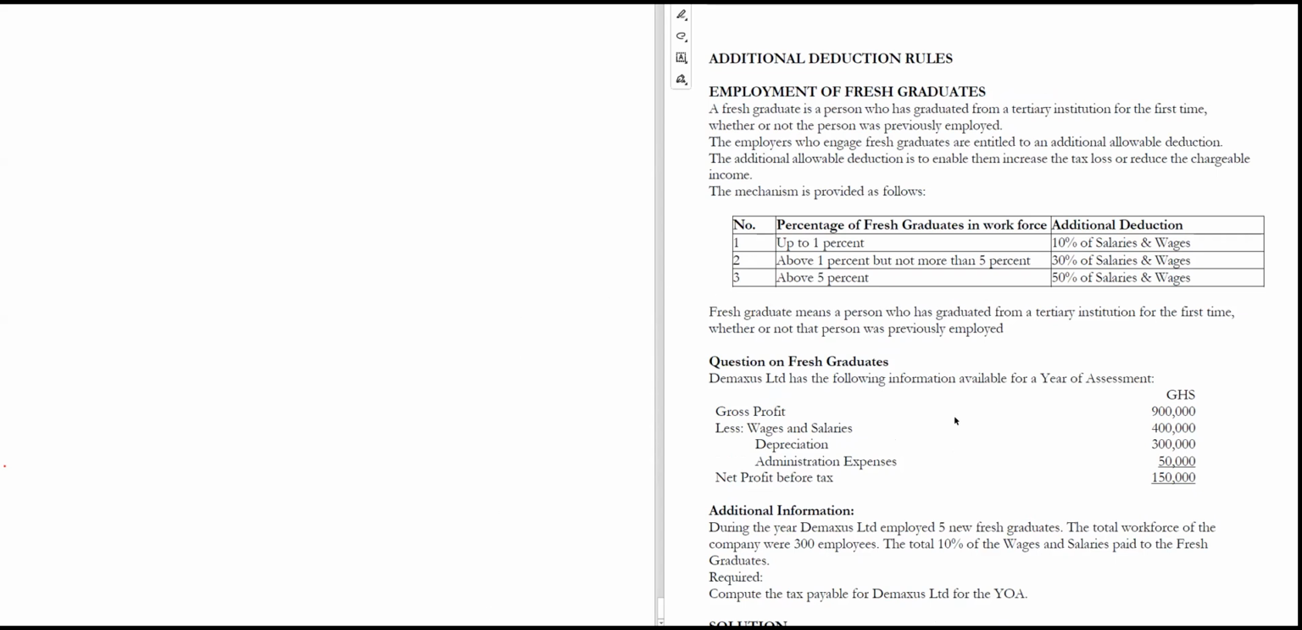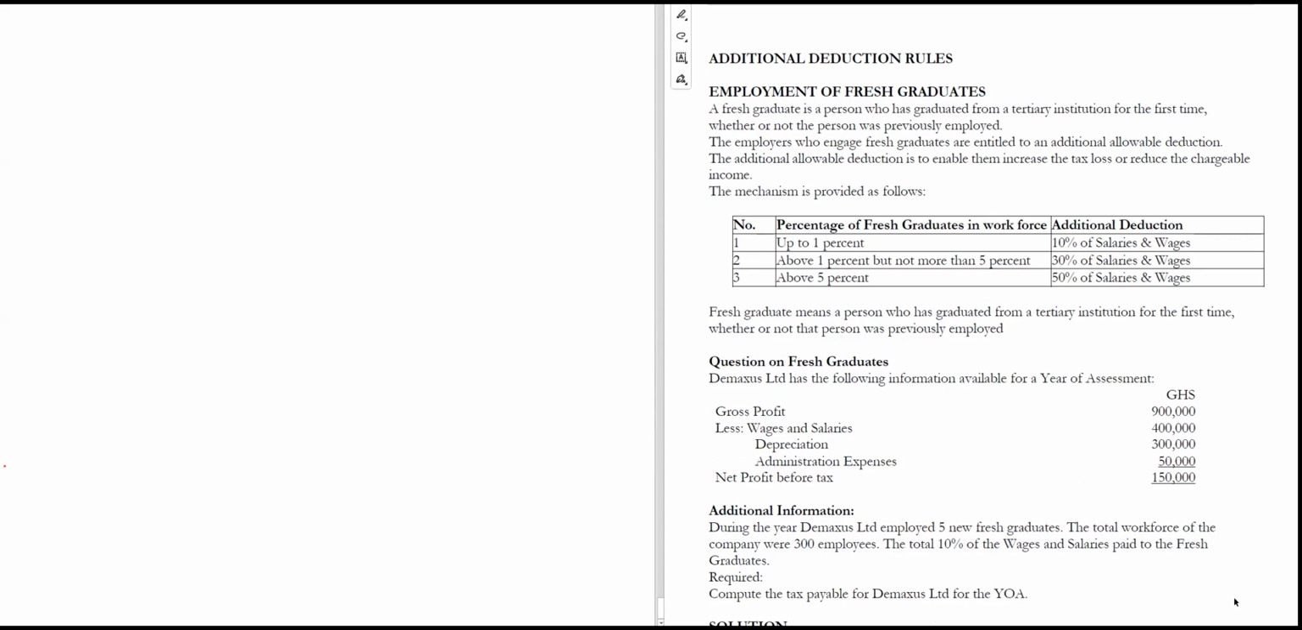So let's see the Maxis, which we've seen before, right? That company has the following information available for a year of assessment. Gross profit, less wages and salaries 400,000, depreciation 300,000, admin expenses 50,000, and there was net profit before tax. Additional information: during the year, the Maxis employed 5 new fresh graduates. The total workforce of the company was 300 employees. And 10% of the total wages and salaries were paid to the fresh graduates. Compute the tax payable for the Maxis.